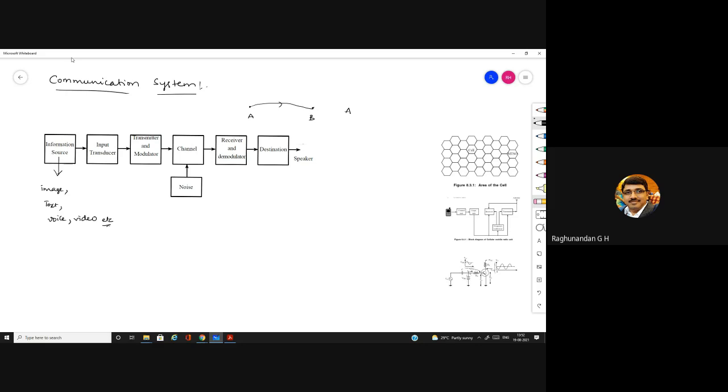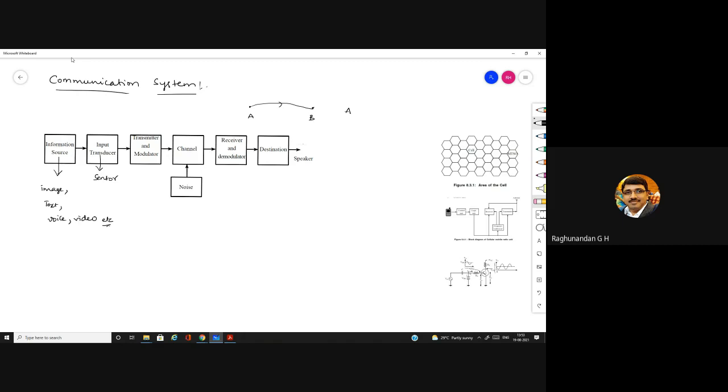Once the source produces the information, it will be sent to the input transducer. The other synonym for transducer is sensor. As I told, I have a mic. The mic is a transducer because it is capturing my voice signal, which is in the form of sound, and it is going to convert that into an electrical signal. The device which converts one form of signal to another form of signal is known as a transducer. In a general way, we call it a sensor.